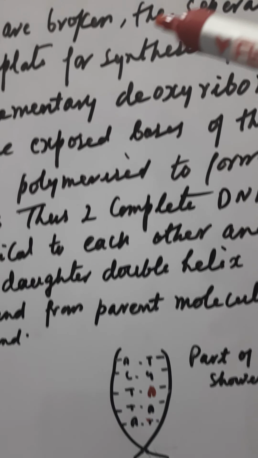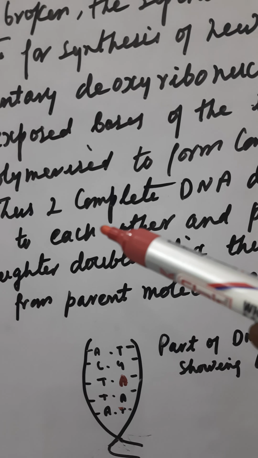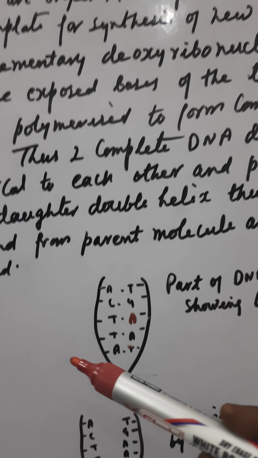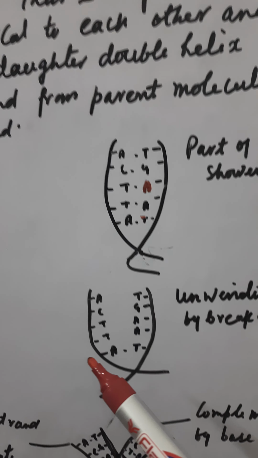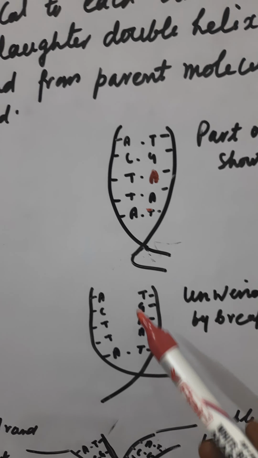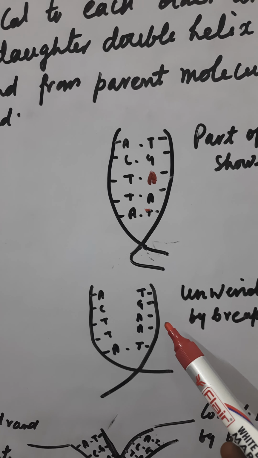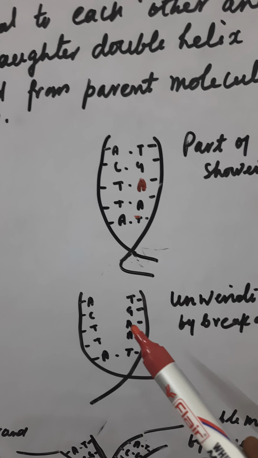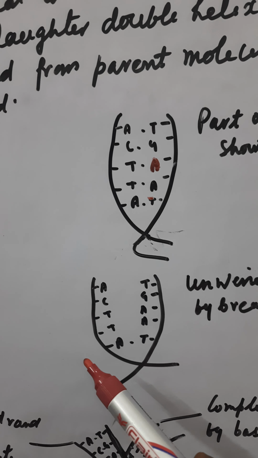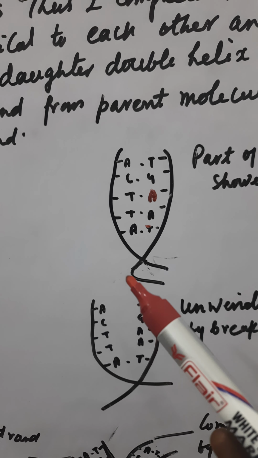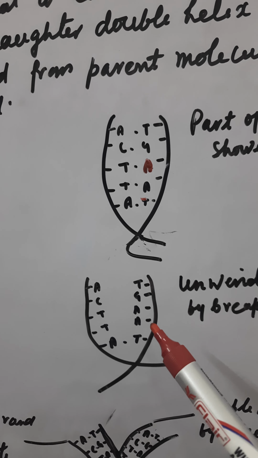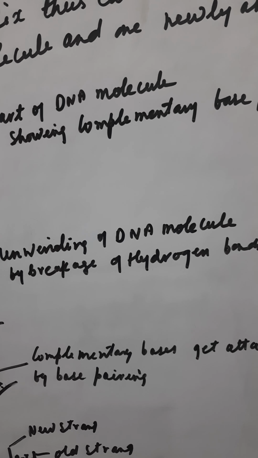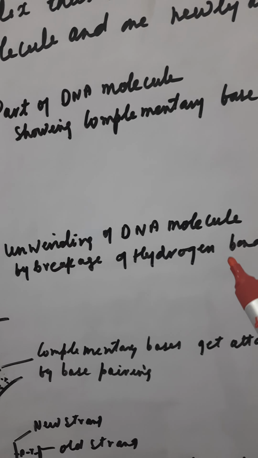Now, as given here in the semi-conservative model, the first step is that the two polynucleotide strands of the DNA molecule untwist and start separating at one end. Here you can see they untwist and start separating at one end. Now what will happen after that? The hydrogen bonds are broken and the separated single strand acts like a template for the synthesis of a new strand. So here it is shown: unbinding of the DNA molecule by breakage of hydrogen bonds.